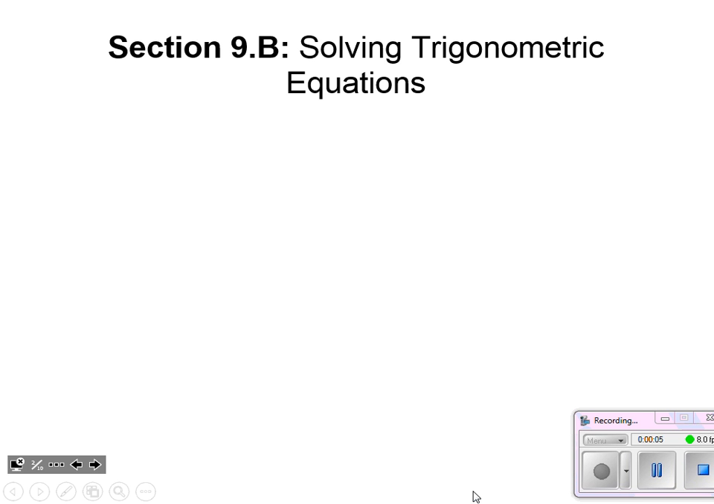Today we've got a bonus section in Chapter 9, solving trigonometric equations. Now this is something that is not included in your textbook, but it is an important skill as we look forward to the trig pre-calculus class that we will be taking next year.